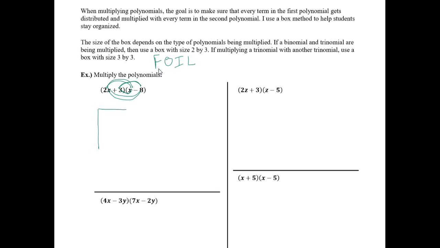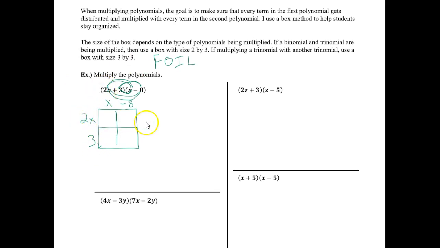If I'm multiplying two terms by two terms, I would make a 2 by 2 box. In the first parenthesis, I'd write the terms on one side of my box, so 2x and a positive 3. And then I write the other terms on a different side of the box, so x and a negative 8. And what I like about this method is it's a very visual method. So I just have to multiply each row by each column.